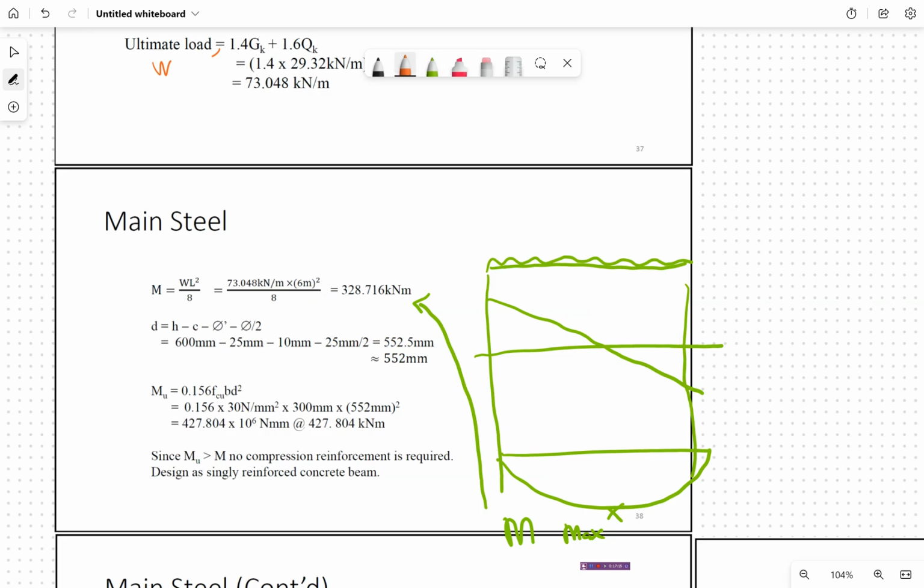is 0.156 FCU BD squared. So 0.156 times FCU, okay, this is the strength of the concrete given. The B 300 given. Okay, however D here we don't have it. Sebab kita hanya ada H, which is the total height ataupun total depth of the beam. D here referring to the effective depth. It's not the same.